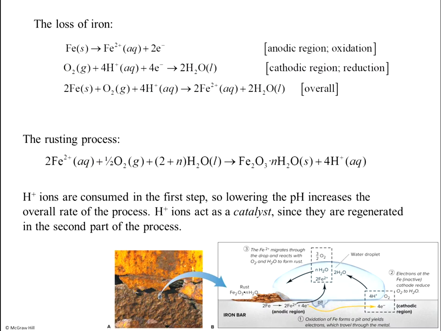So protons are consumed in the first step. They lower the pH. They increase the overall rate of the process. They're ultimately produced during the rusting process so they can get involved in the reaction again. Therefore, protons are acting as a catalyst since they're regenerated in the second part of our process. This is, of course, a major issue and causes a very large economic impact and can also result in dangerous situations where structural iron can be weakened.